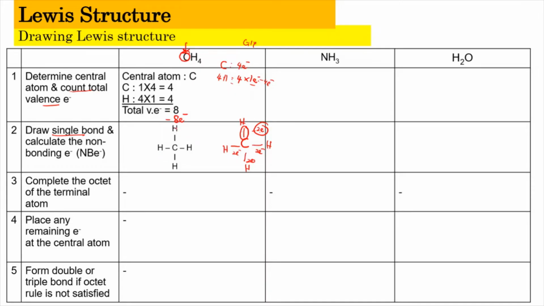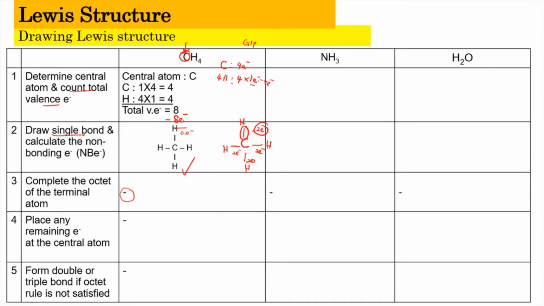And then since we have no electrons left, we don't have the next steps, number 3 to number 5. So we know that the Lewis structure of CH4 is going to look something like this. Now let us look into the next example, which is ammonia.